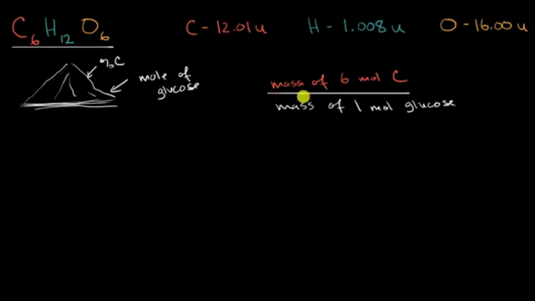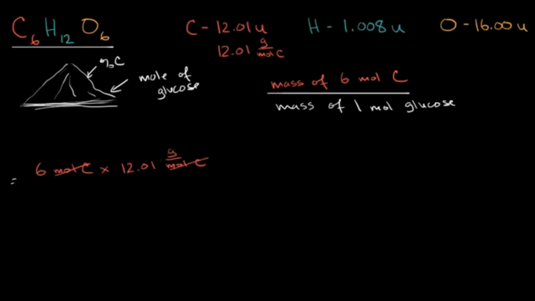Now, what is this going to be? Well, in our numerator, we're going to have 6 moles of carbon times the molar mass of carbon. What's that going to be? We can get that from the average atomic mass of carbon. If the average atomic mass is 12.01 universal atomic mass units, the molar mass is going to be 12.01 grams per mole of carbon. So times 12.01 grams per mole of carbon. And notice the numerator will just be left with grams.